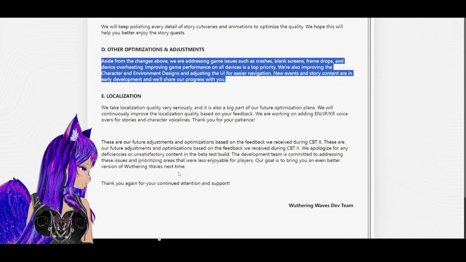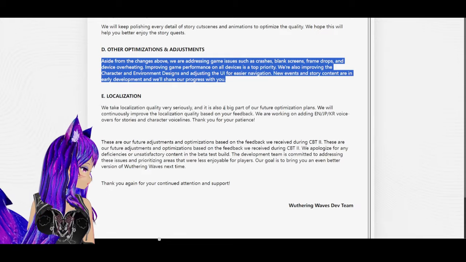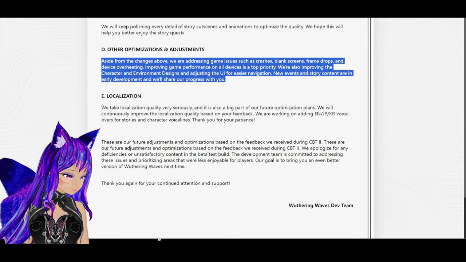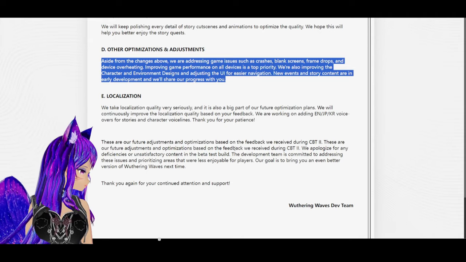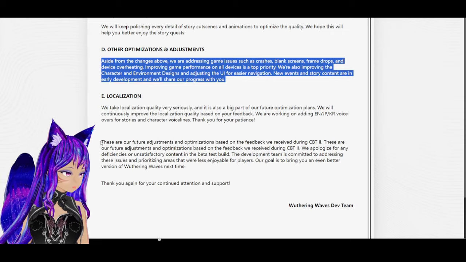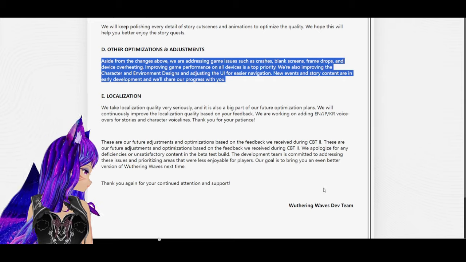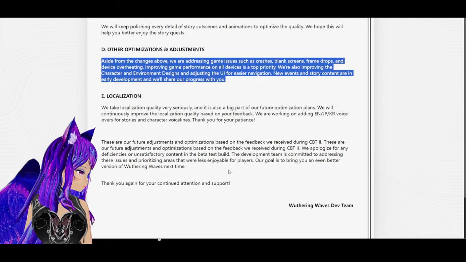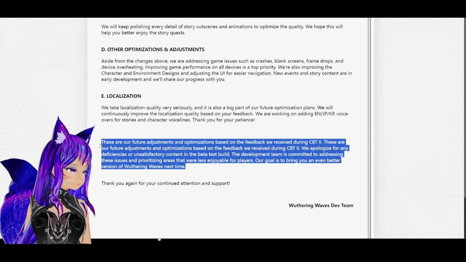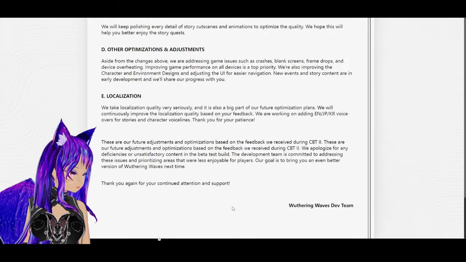The localization, they said that they take everything seriously. And they are working on adding Japanese, English, and Korean voice in the story. And they thank our patience. And they said at the end that they are apologizing for the unsatisfying content of beta 2, and they're going to try to make it a better game. And they thank us for our support. That's all they have to say.